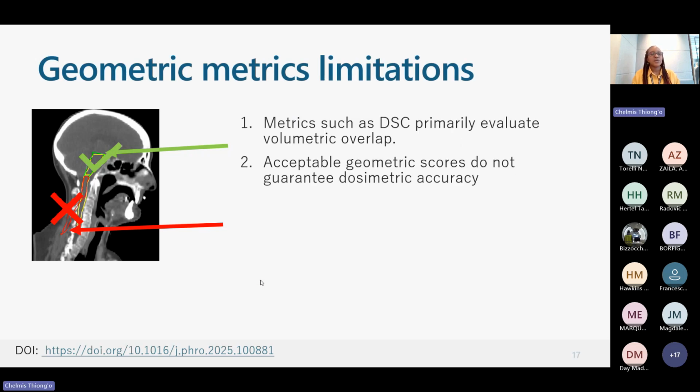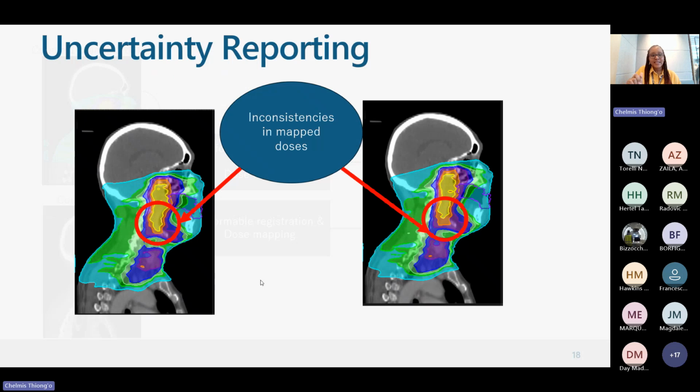Some of the limitations of geometric metrics, however, are that there are metrics such as the dice similarity coefficient, which primarily evaluate volumetric overlap, and geometric agreement does not necessarily imply accurate dose mapping. Here is an illustration. We have this patient. We have run 2 deformable registrations, with each registration resulting in a plausible dose mapping, but we see there are still some inconsistencies in the mapped doses.